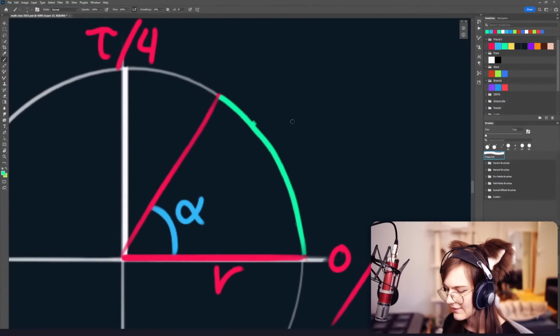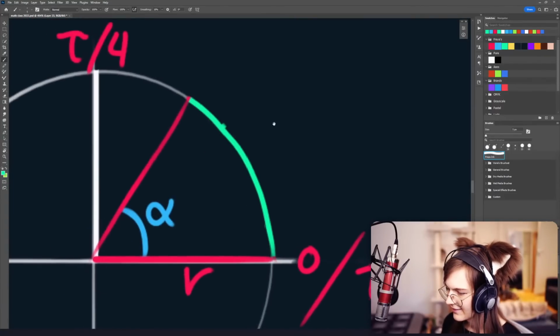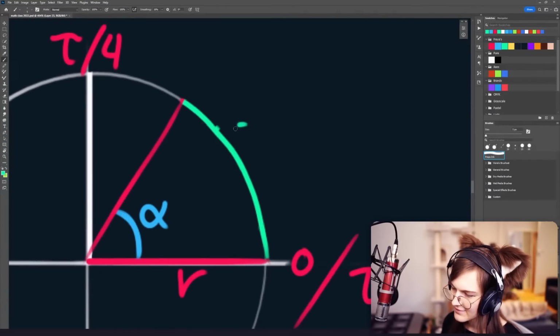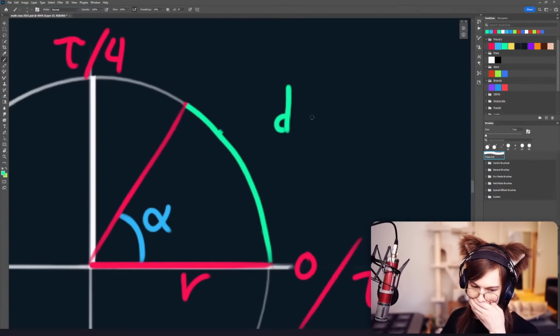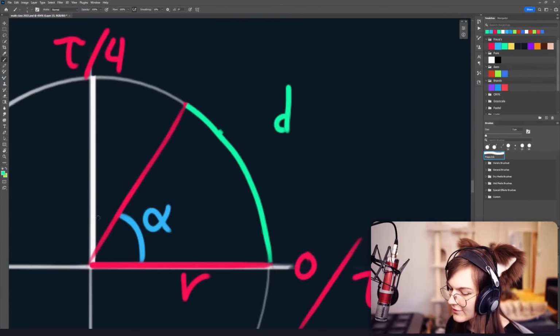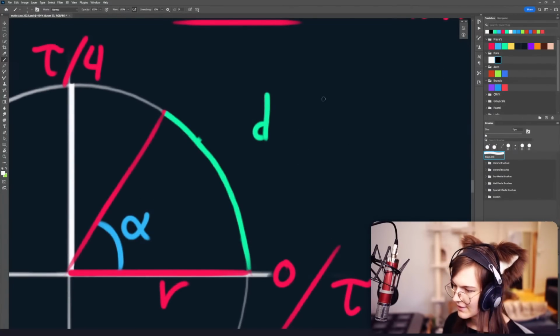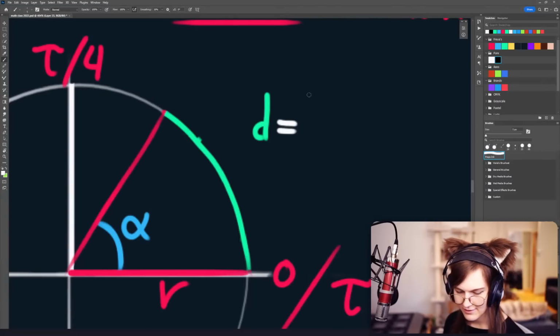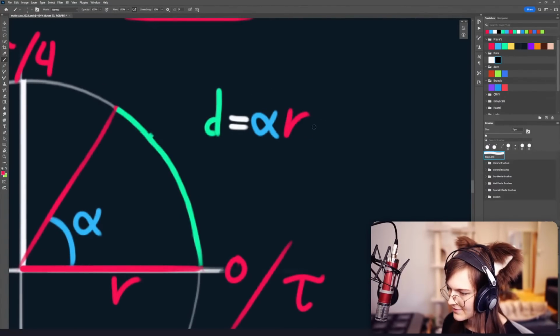I don't like L. L is a bad letter because it looks like a 1. The D, I don't know what to call this, because we can't do A and alpha in the same thing. That looks annoying. Anyway, let's just call the distance along the edge D. So the arc length is directly corresponding to the radius and the angle in radians. So the arc length equals the angle in radians times the radius.